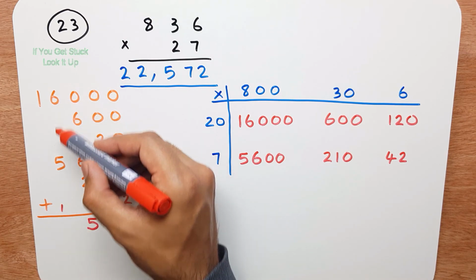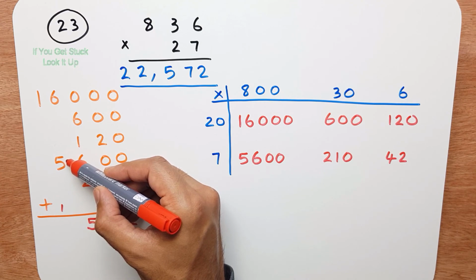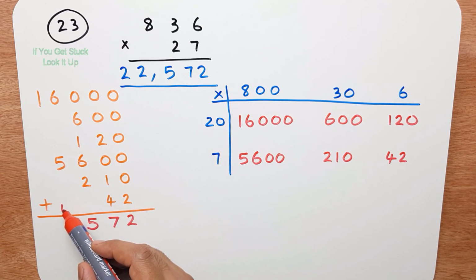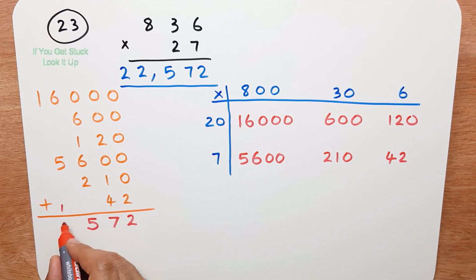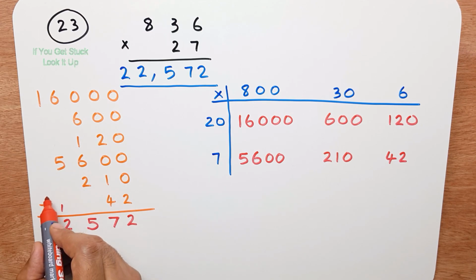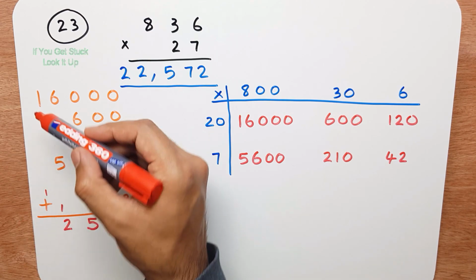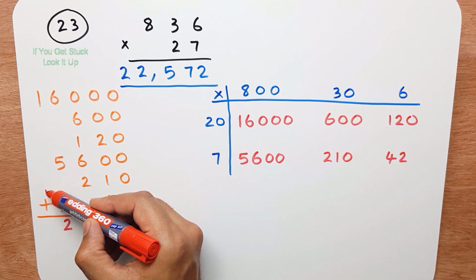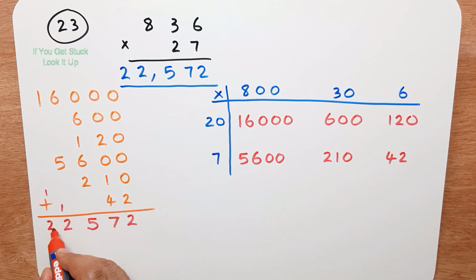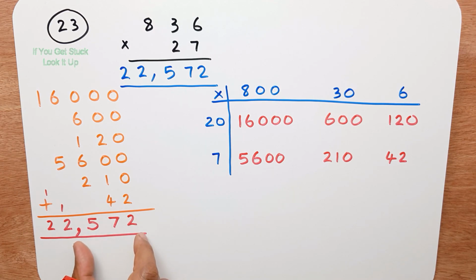Now I have 6 add 5 is 11. Add this 1 makes it 12. So I put the 2 down and I carry the 1 over to the next column. And finally it's 1 add 1 is 2. So I put this down here. As before, 1, 2, 3, comma. So this is our thousands. So it's 22,572 as before.